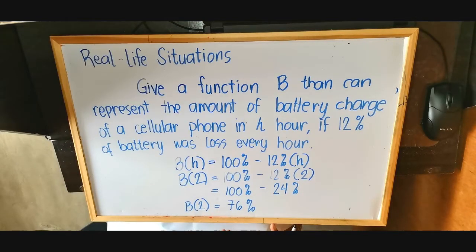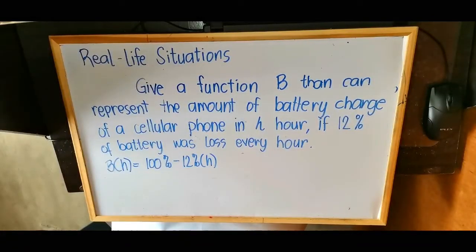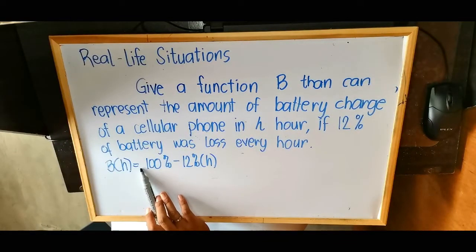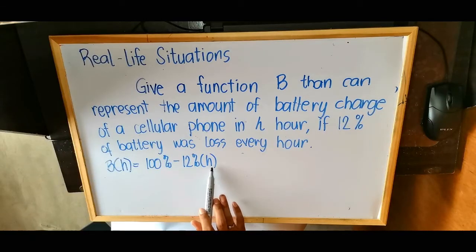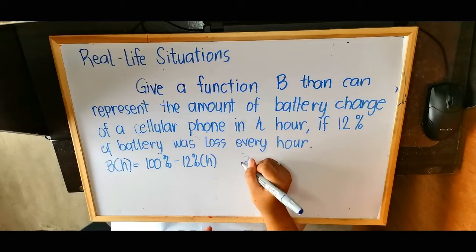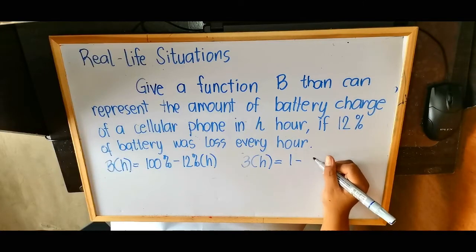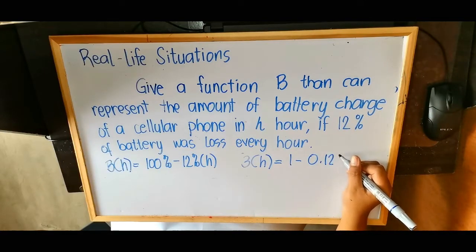So, dito mga anak, ginamit lang natin yung percent. So, kanina mga anak, ginamit natin yung function na b of h is equal to 100% minus 12% multiplied by h. So, kung mapapansin nyo, ginamit tayo ng percent dito to represent your battery percentage or yung battery charge ng inyong cellphone. So, kung i-convert natin siya into whole number, it will become b of h is equal to 1 minus 0.12 multiplied by h.